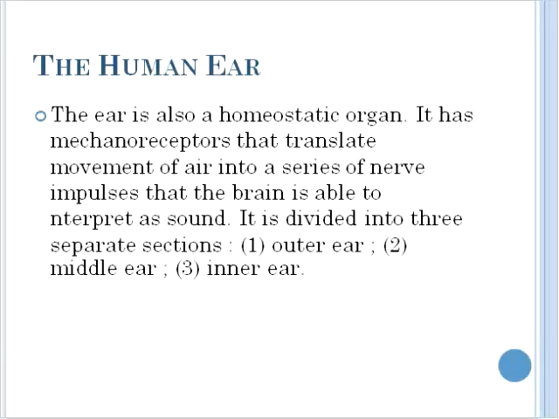In this lesson, we'll be examining another sense organ, this being the human ear. The ear is also an organ of homeostasis. It has receptors, specifically mechanoreceptors, that convert air movement into a series of nerve impulses the brain is able to interpret as sound. It's divided into three separate sections: the outer ear, middle ear, and inner ear.